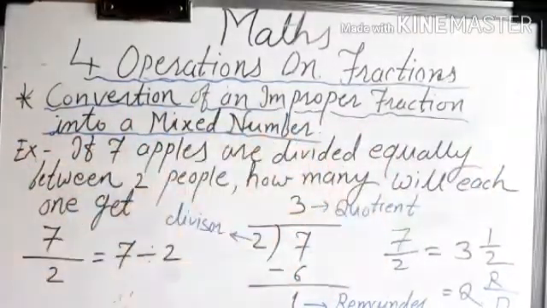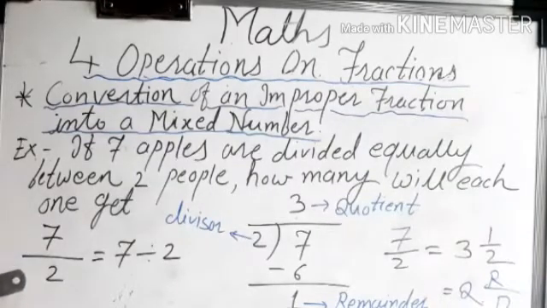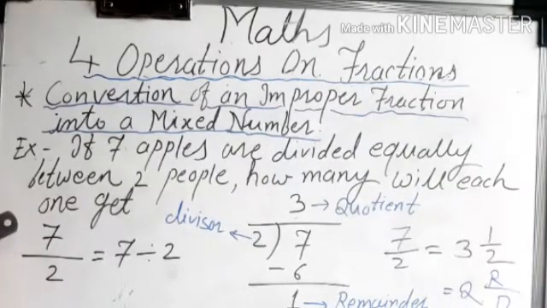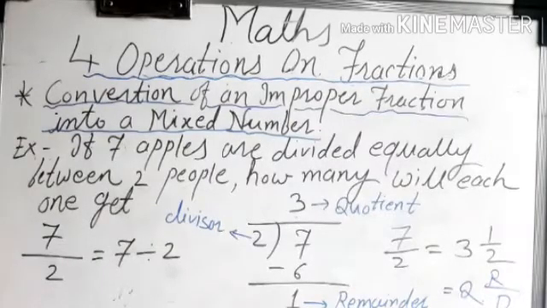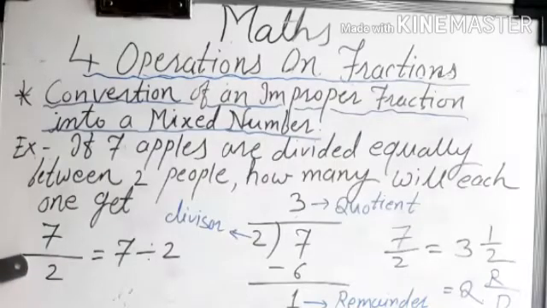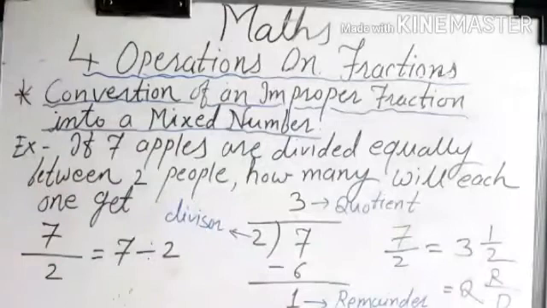Now you know already what is meant by improper fraction. So what is meant by improper fraction? A fraction in which the numerator is greater than the denominator. Numerator is greater than the denominator, they are improper fractions. Now these improper fractions we have to convert into mixed numbers. Mixed number means they have an integral part and a fractional part.